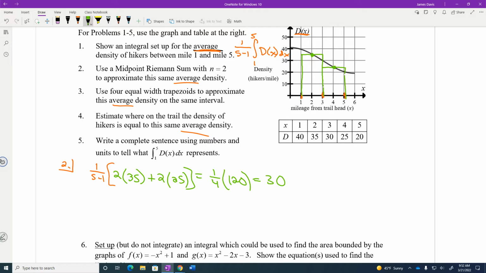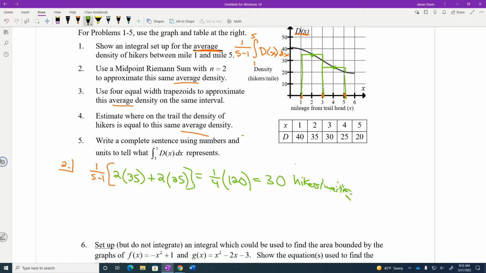Yeah, good. So hikers from what? And then this one, the trailheads, you can put that. I think it's actually growing up from trailheads. So this is saying the average density is 30 hikers per mile. Use 4 equal subintervals with trapezoids to approximate this average density on the same interval.